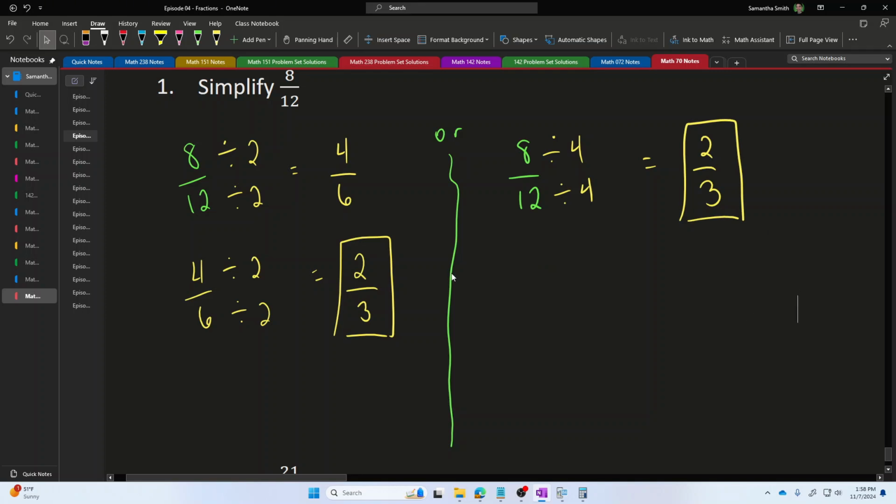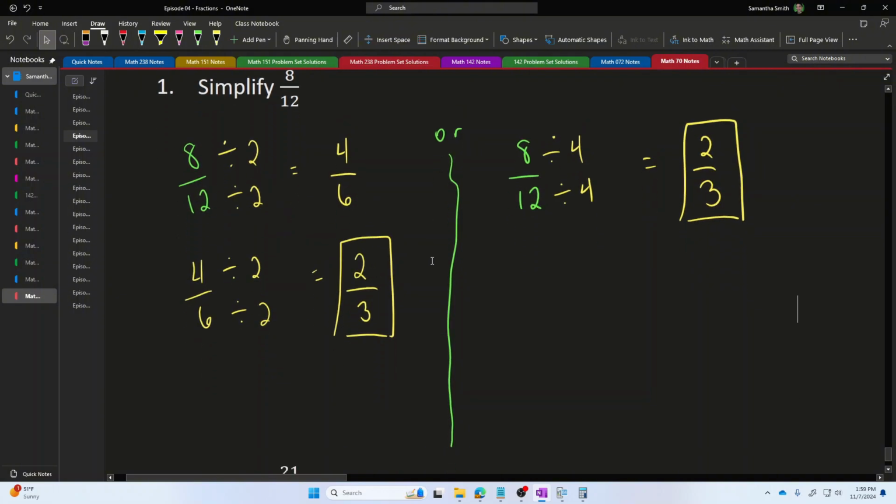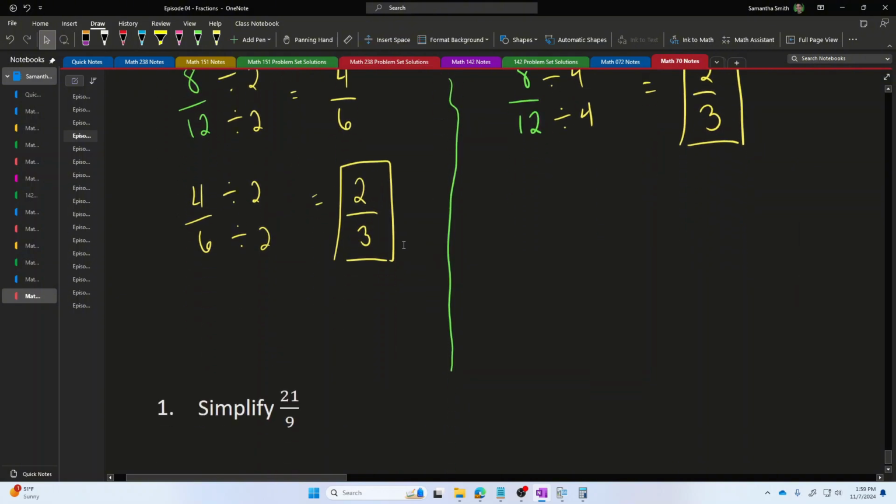That'll get you to the answer in a single step. Either one of these techniques is absolutely fine. To simplify your fraction, if you divide it by 4 right away, then you only had to do it one time to simplify the fraction as much as possible. If you divided only by 2 in the beginning, then the fraction could still be simplified a little bit more. So we would have to divide by 2 again to make the fraction as simple as possible.